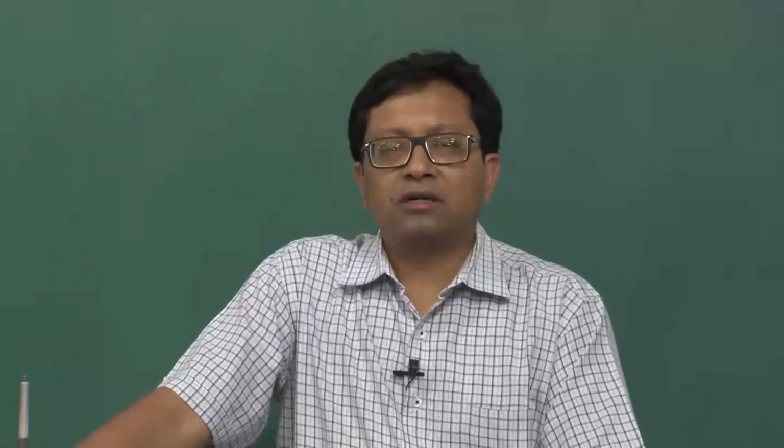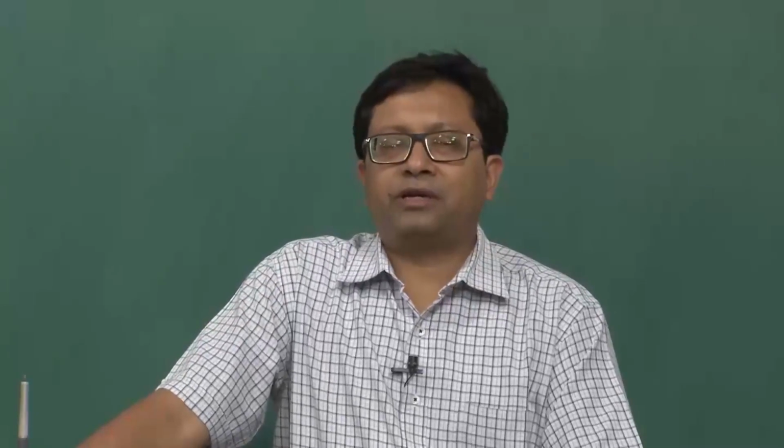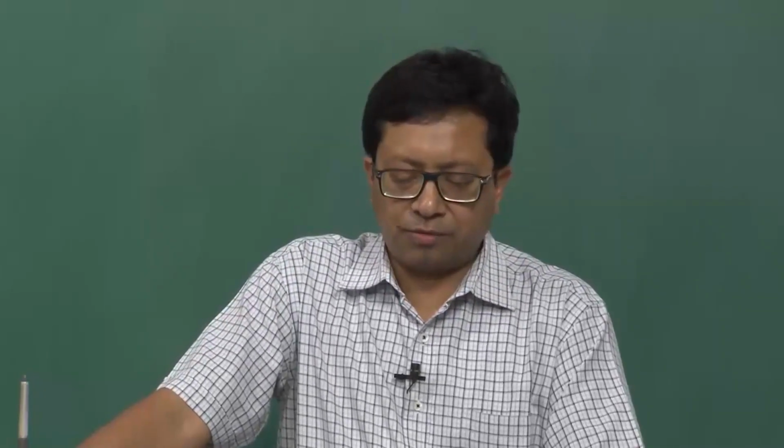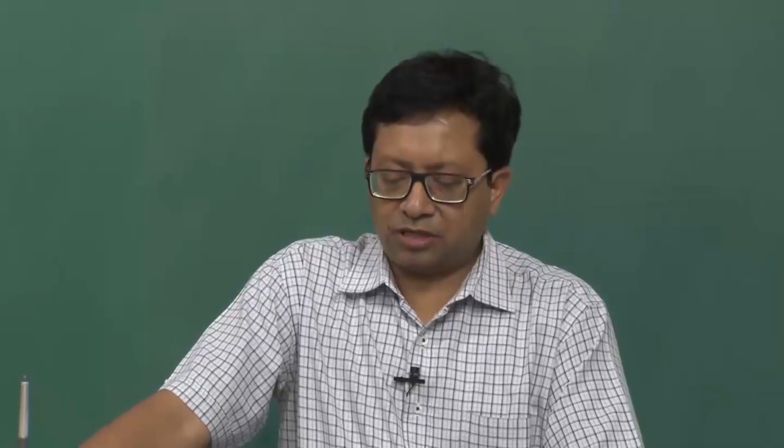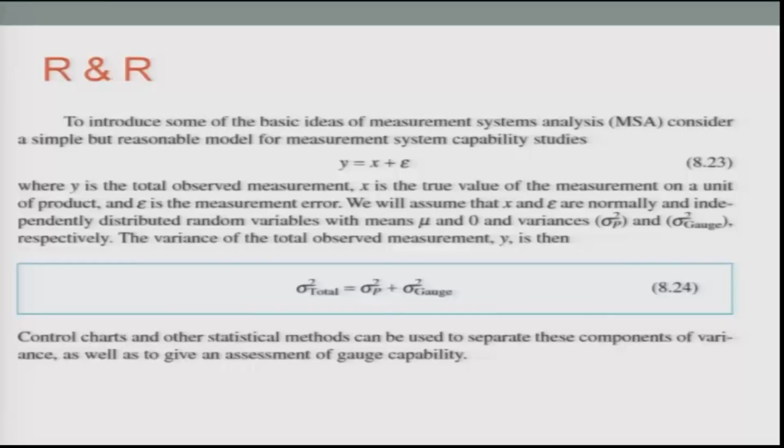So, continuing the reproducibility and all these discussions, to introduce some of the basic ideas of measurement system analysis. Consider a very simple but reasonable model given by the equation y is equal to x plus epsilon. The epsilon is the error. Obviously, when you are measuring y with respect to x, there would be error which can be both plus and minus. Here y is the total observed measurement, x is the true value of the measurement on a unit of product, and epsilon is the measurement error.